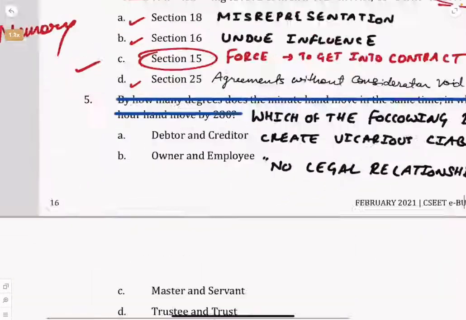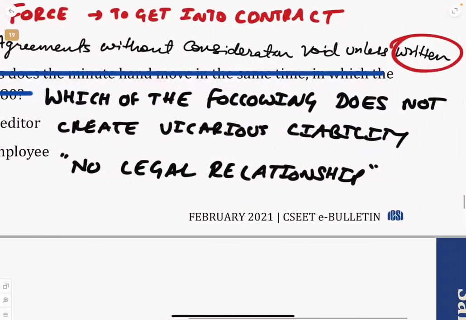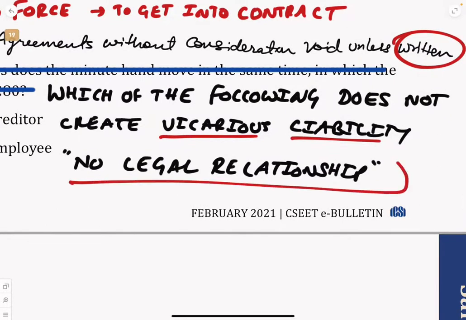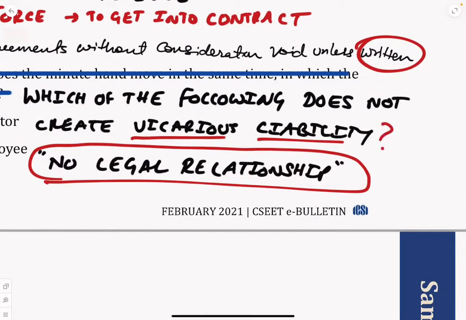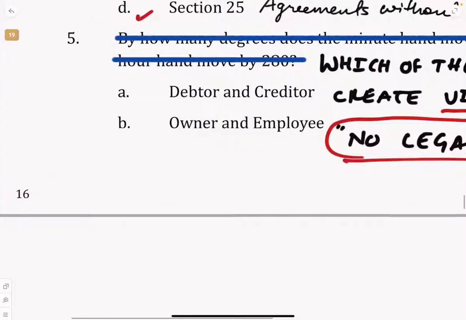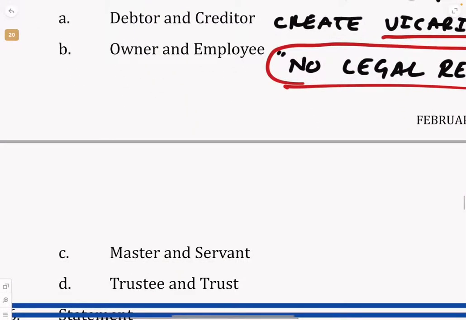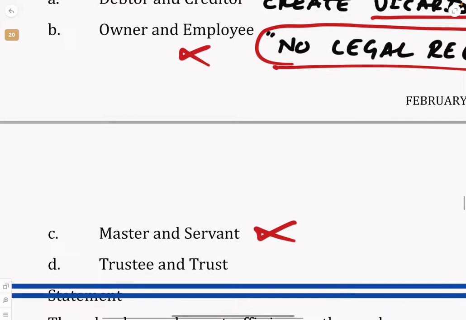Okay. Next, the question is actually, which of the following does not create vicarious liability? That means where there is no legal relationship. That is the question. Which of the following does not create vicarious liability? No legal relationship. The options are debtor and creditor, owner and employee, master and servant, trustee and trust. So there is a relationship between owner and employee. That cannot be the answer. There is a relationship between master and servant. That is a vicarious liability. It cannot be the answer. Trustee and trust, there is also relationship.